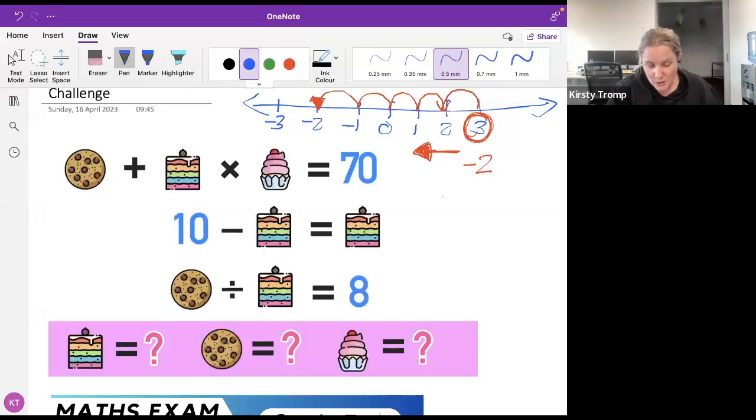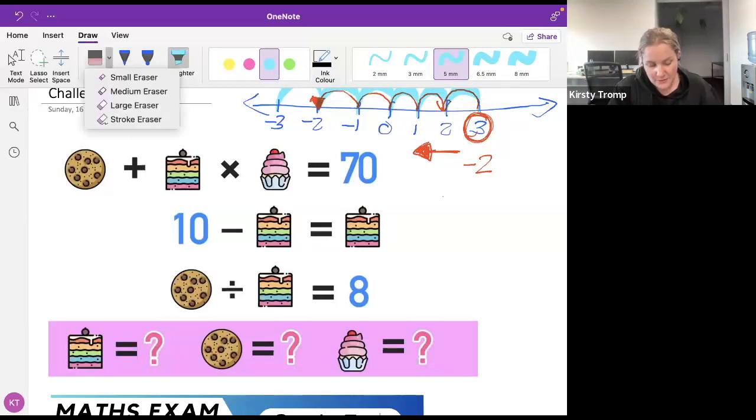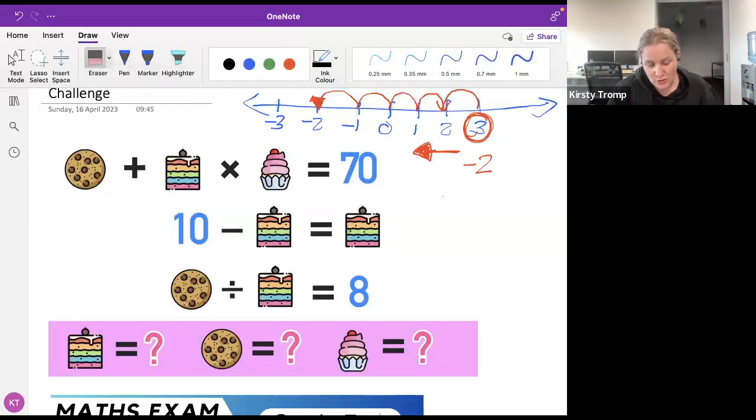Let's just check. So if we're going to be at -3, let's use my highlighter. 1, 2, 3, 4, 5. 6 spaces would get me to -3. Okay. How many spaces did they tell me to go? 5. 5 spaces. And where did I get to when I moved 5 spaces? I got to -2.